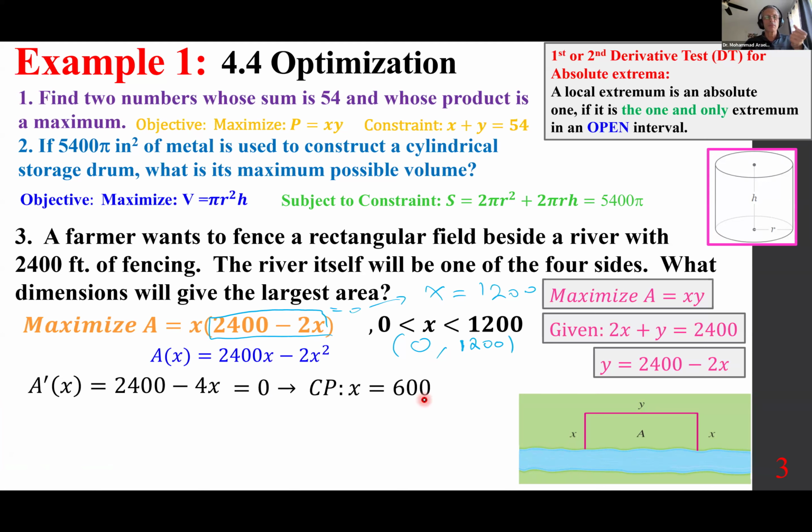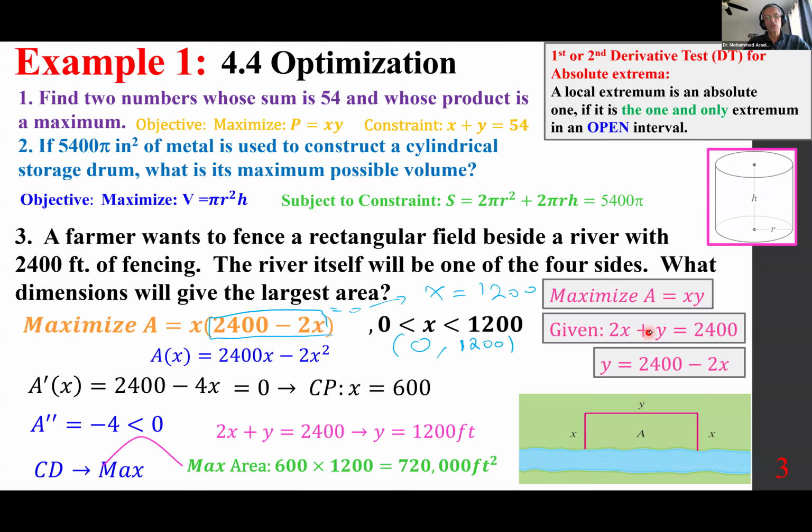The best course of action is to go with a double prime. It's independent of x, so it's always negative, it's always concave down, and therefore it gives you the maximum because it looks like that. So maximum occurs when x is 600, you put it into here, and y becomes 1200. And the maximum area is the product of the two numbers, 720,000 square feet, because the product of 600 and 1200 is that. So it's pretty straightforward.